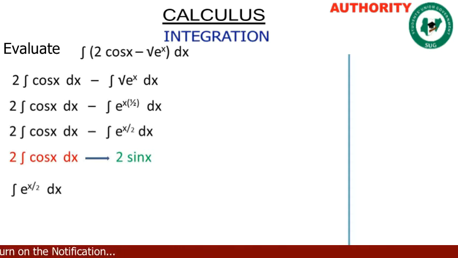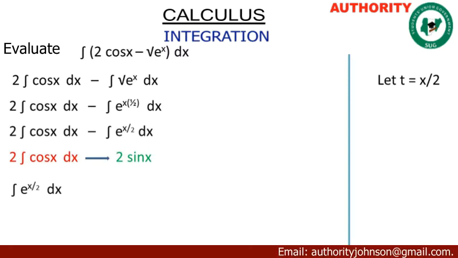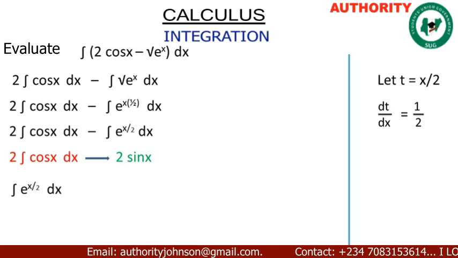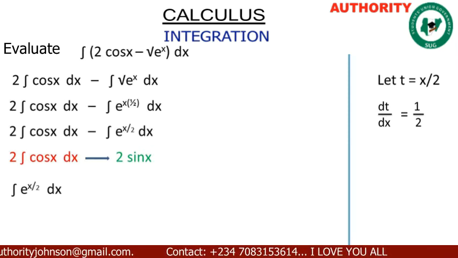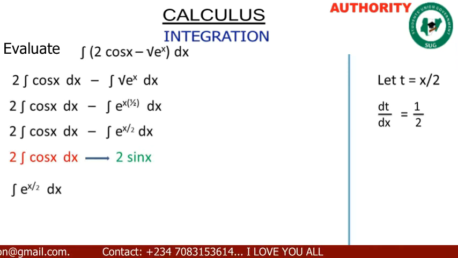We have integral of e raised to power x all over 2 dx. From this place, let's call x all over 2 a letter. Then let's choose letter t. That means let t equal to x all over 2. From here, let's differentiate t with respect to x. That means dt all over dx is equal to 1 all over 2, because when we differentiate x all over 2, it gives 1 all over 2.